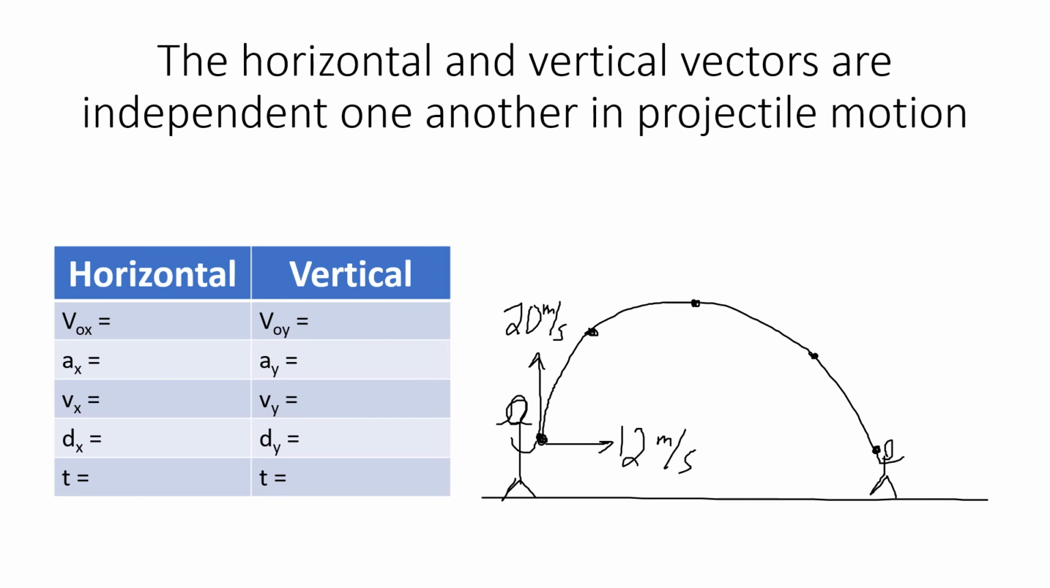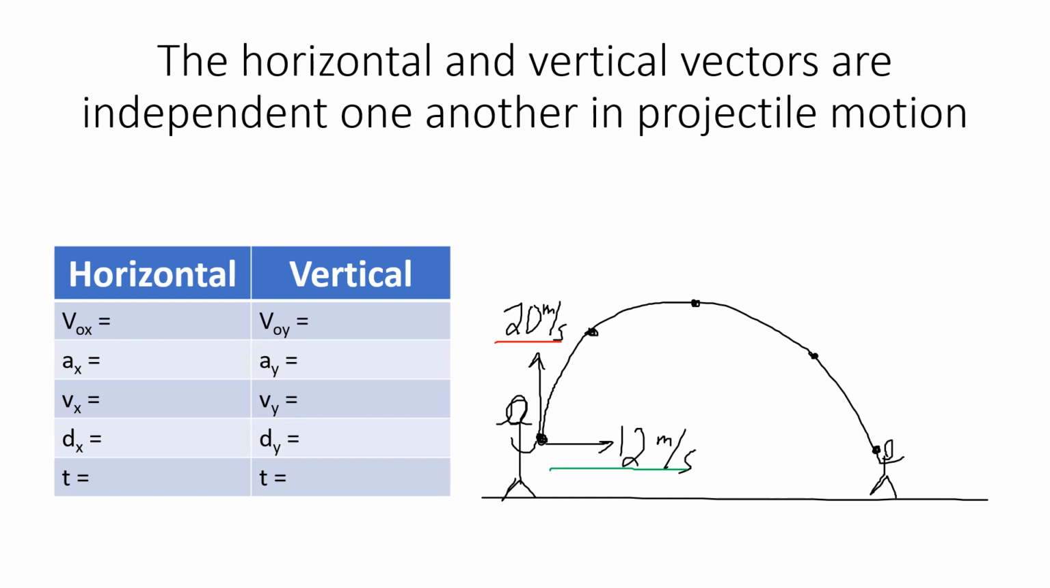So, in projectile motion, the horizontal and vertical vectors are independent of one another. What does that mean? Well, let's take a look at the charts that we've been looking at so far. We have here a drawing of projectile motion where we have a horizontal velocity of 12 and a vertical velocity of 20 meters per second, respectively.